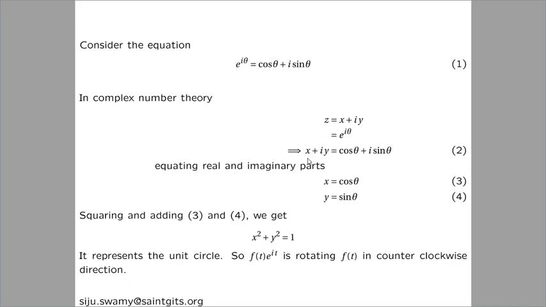Now the left hand side is a complex number. The right hand side is also another complex number. Two complex numbers are equal only when the real parts and the imaginary parts are equal. So we simply equate these real and imaginary parts. So x is equal to cos theta and y is equal to sin theta. I put them as equation number 3 and equation number 4 respectively.